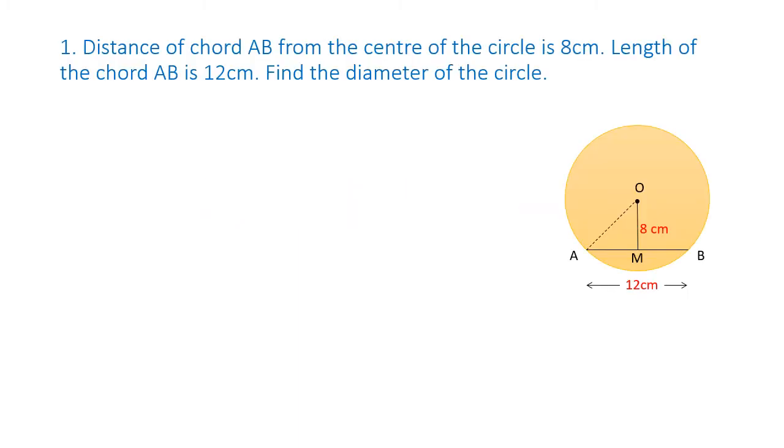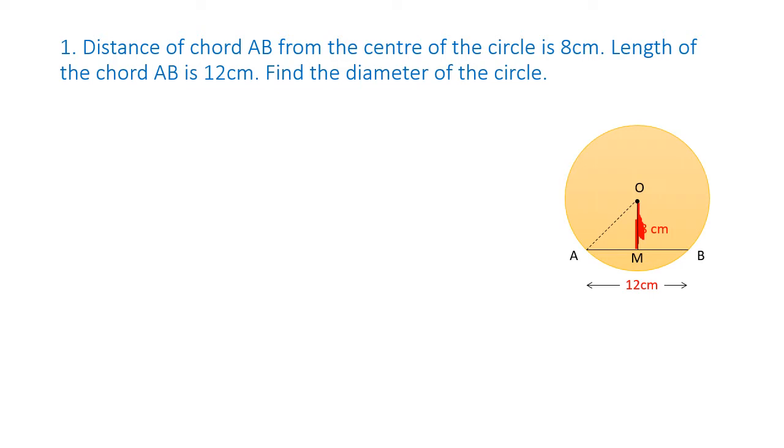The first question is: the distance of chord AB from the center of the circle is 8 cm. The length of the chord is 12 cm. Find the diameter of the circle. Let us check whatever is given in the question. Can you see this distance? This is the distance of chord AB from the center of the circle. This is 8 cm.